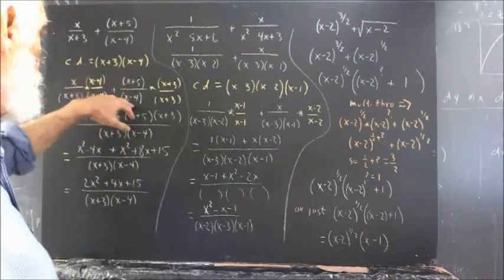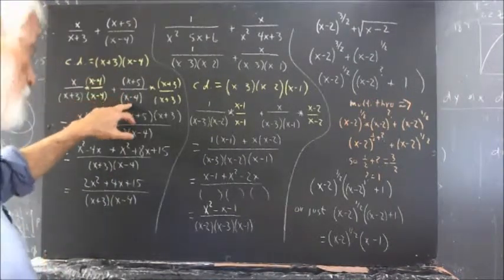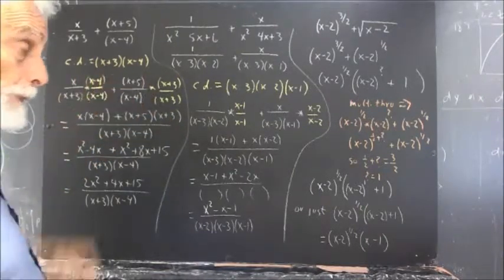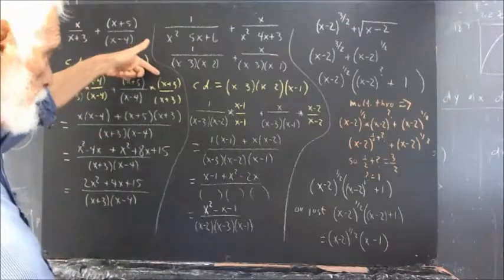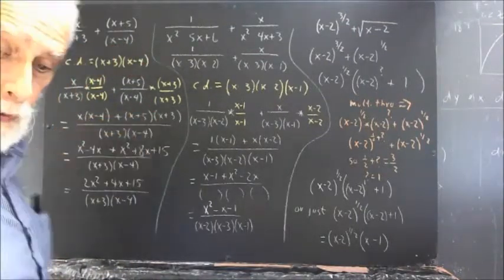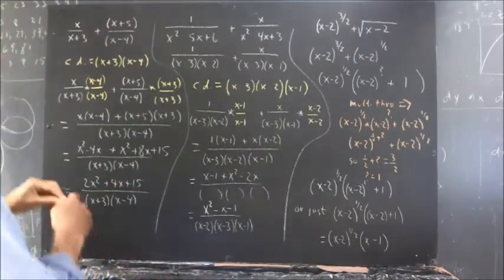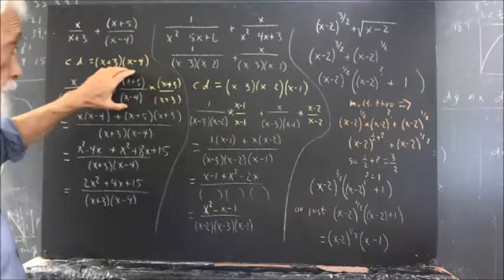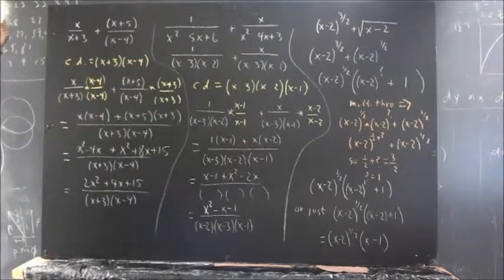X plus 5 over x minus 4, we're going to have to multiply the denominator by x plus 3 in order to get our common denominator. And then, of course, we have to multiply the numerator by the same thing, with the result that we've multiplied the whole fraction by 1 once more, not changing its value, just changing the way it looks.